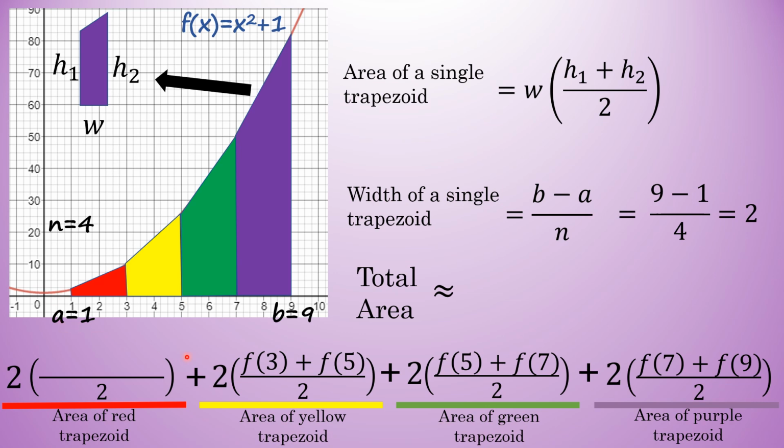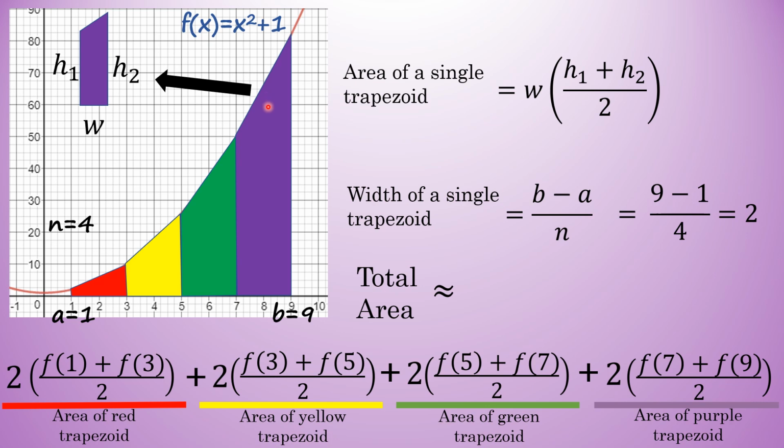So the area of the yellow trapezoid comes from 2 times f of 3 plus f of 5, over 2. Again, for all of these trapezoid areas, I'm just using this formula: the width, which I found to be 2 for every trapezoid, and then I'm using the function to describe H1 plus H2. The beginning of the yellow trapezoid is f of 3, and the height at the end is f of 5. For the red trapezoid, H1 is f of 1, and H2 is f of 3. So here we have a formula for the area of the red trapezoid. Adding all 4 of these areas together gives you an approximation of the total area between this curve and the x-axis.